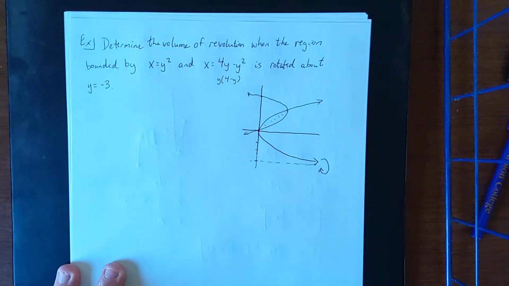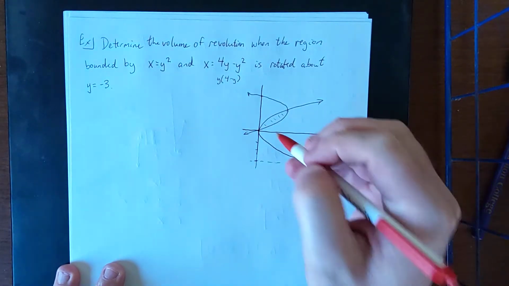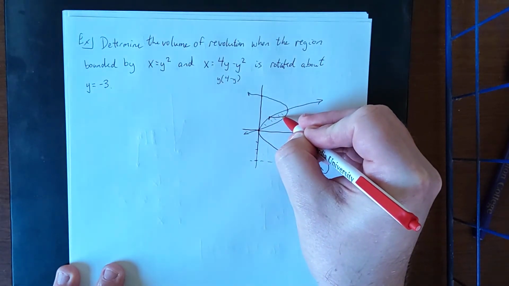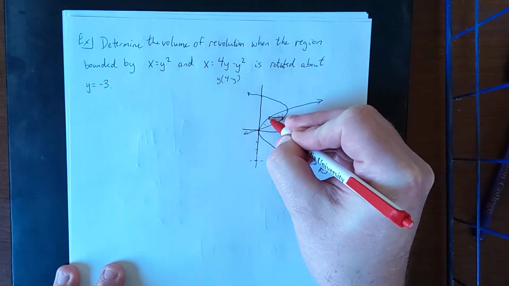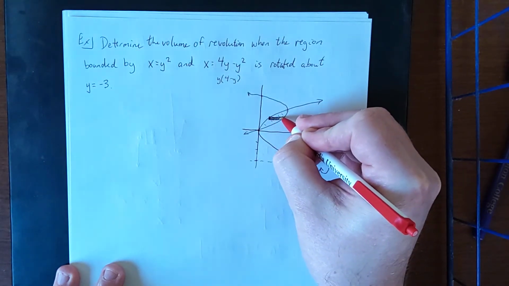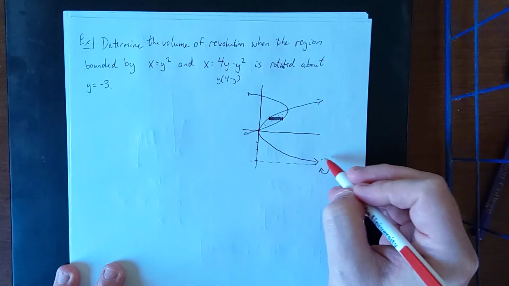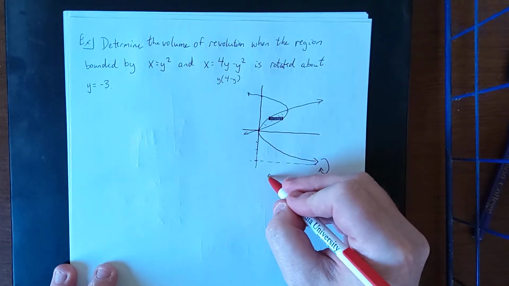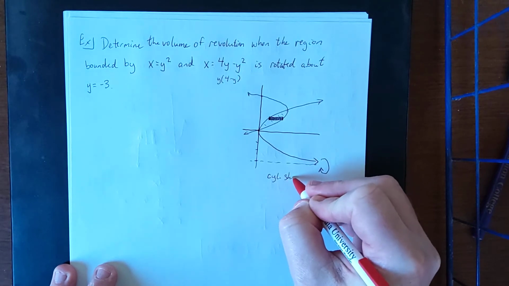Now, because we have x as a function of y, that means the orientation of our sample rectangles is going to look like this. We are going to see a right minus left motif for these. Now, when we rotate this about this line, hopefully it is fairly obvious that we are once again going to wind up with cylindrical shells.